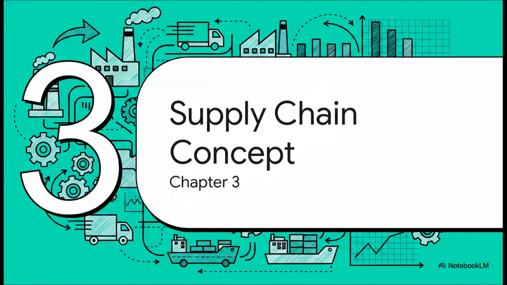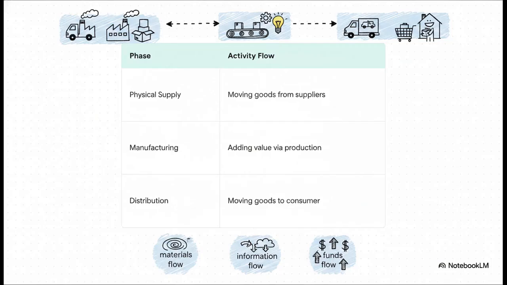Section 3, the supply chain concept. Because here is the crucial realization. No single factory works alone to pull this off. It's an intricate, non-stop dance of supply and demand. The supply chain breaks down into three distinct zones. First up, physical supply, getting the raw materials from suppliers to your factory doors. Second, manufacturing planning. This is where the magic happens and value is added through production.